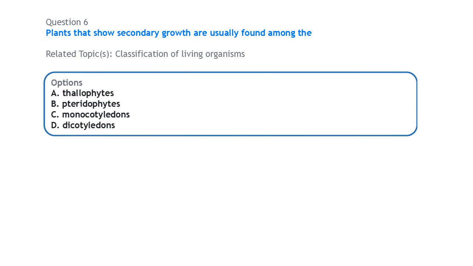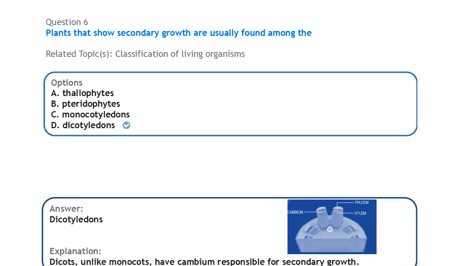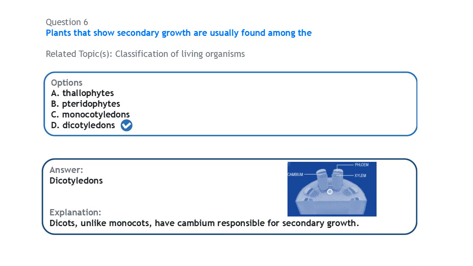Next question, also on classification. Plants that show secondary growth are usually found among the dicots, the dicotyledons. They have cambium, which is responsible for secondary growth of conducting tissues.